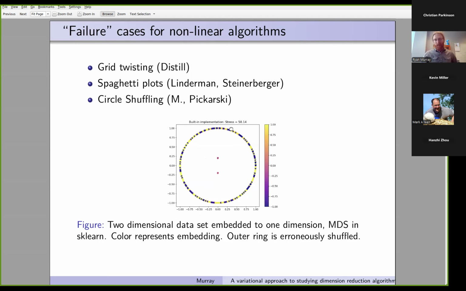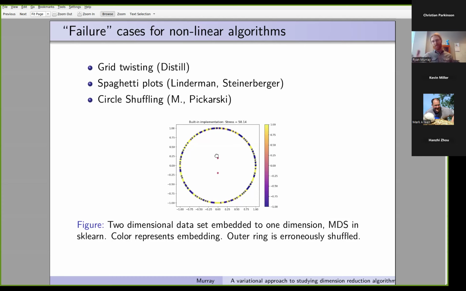And here the data is going to be 2 clusters, which are located along the y-axis. And then I have a third group of points, which is evenly distributed on the circle. Then I run multidimensional scaling using scikit-learn. Here the color on this plot represents where it has been embedded in 1 dimension. So I'm taking a 2-dimensional data set, running it through the standard algorithm in scikit-learn, and getting back a 1-dimensional embedded feature.